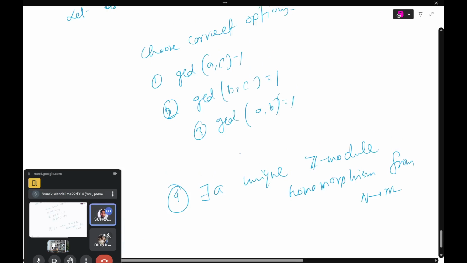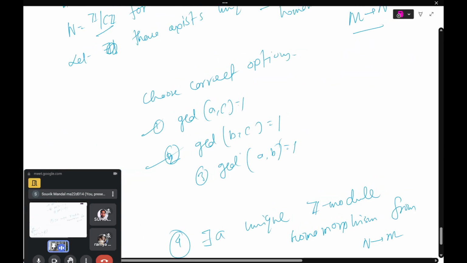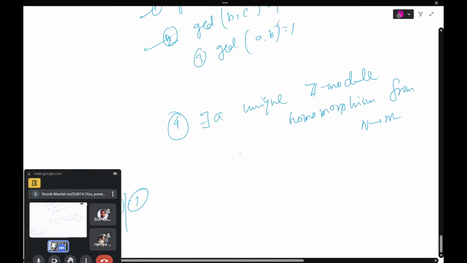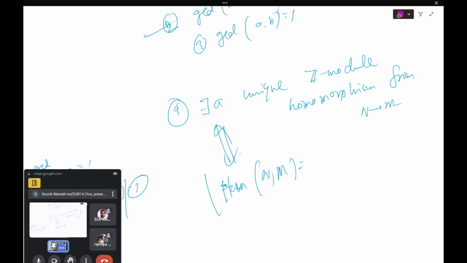You have already told GCD(A, C) equal to 1, GCD(B, C) equal to 1. But for the converse direction, that GCD of those two elements is 1, I mean, what I'm trying to say basically is that option 4 is nothing but showing that N times M is equal to 1. So, is it true or false, under the given condition?